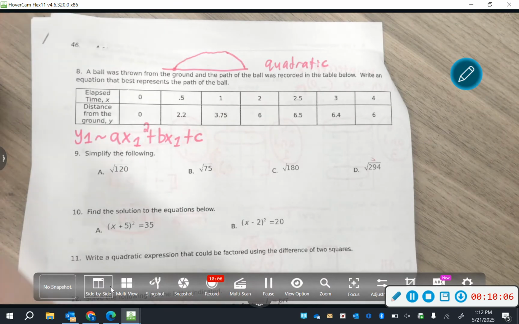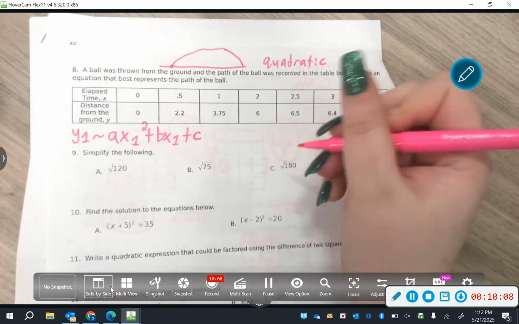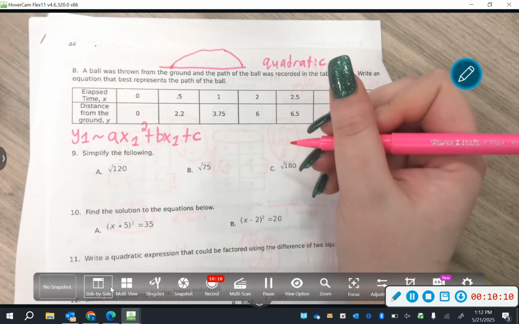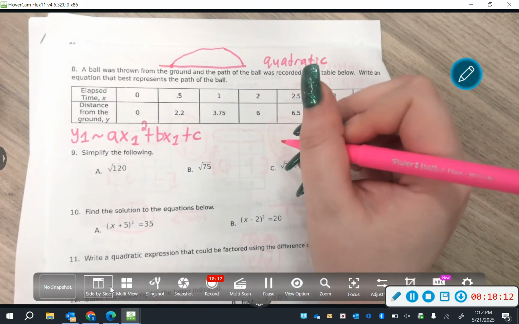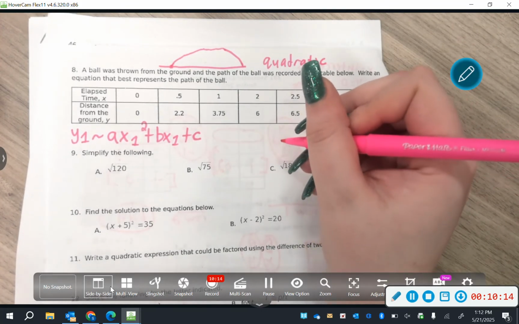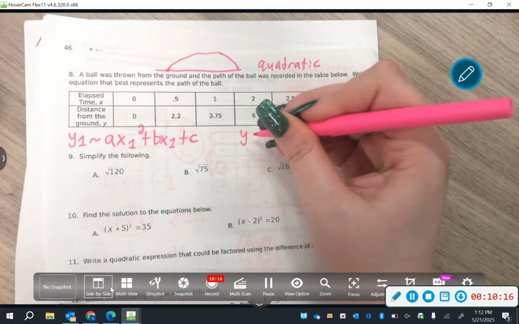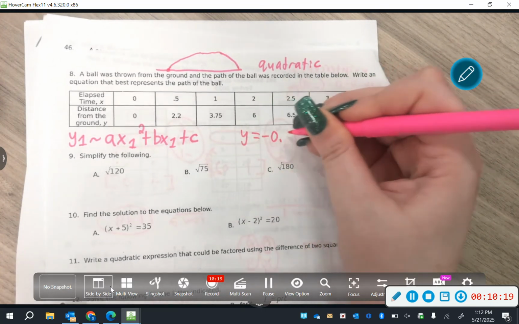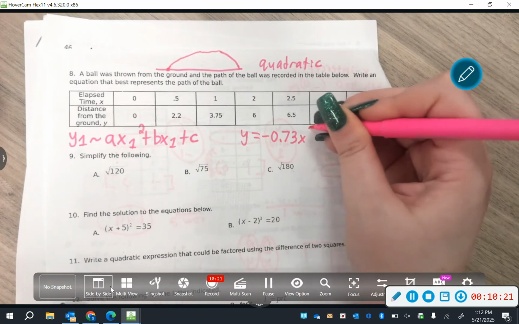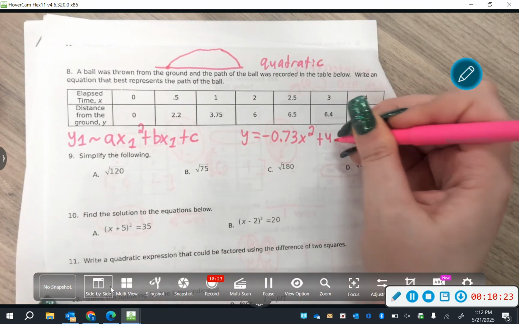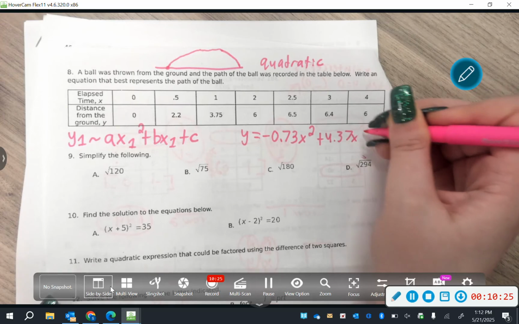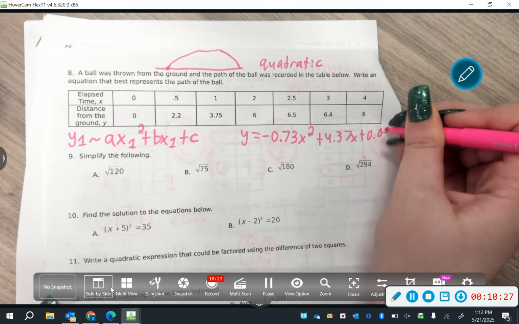I am so sorry, I'm not plugging it in. I don't want to. I should do it, but I don't want to. It should be y equals negative 0.73x squared plus 4.37x plus 0.09.